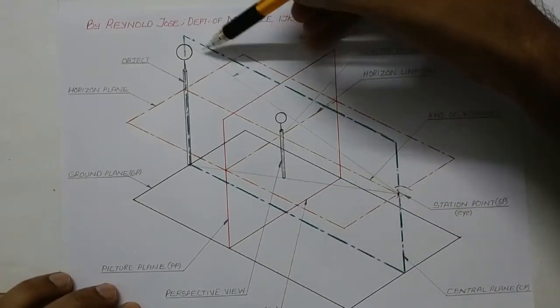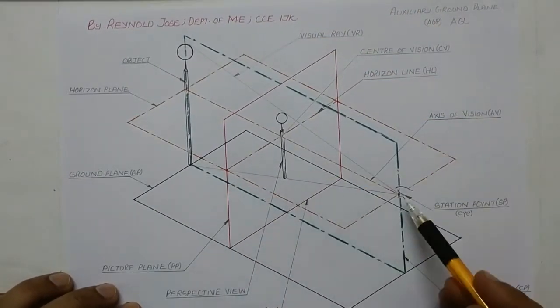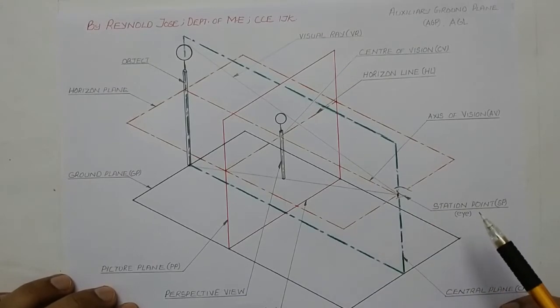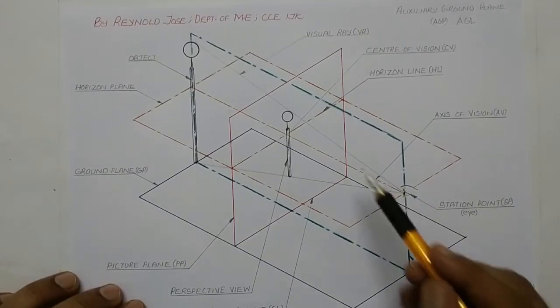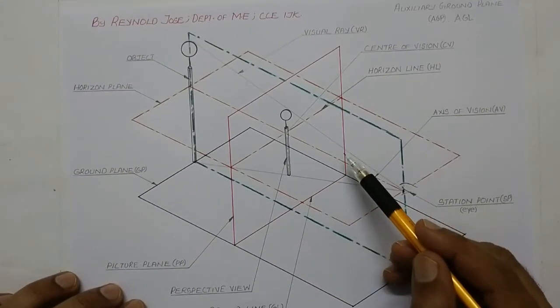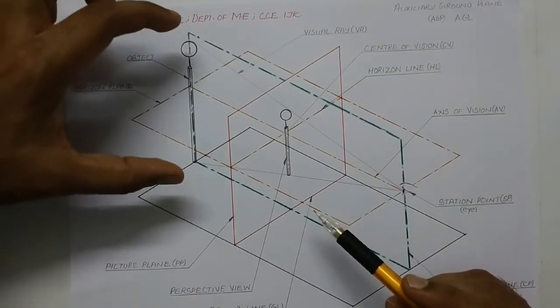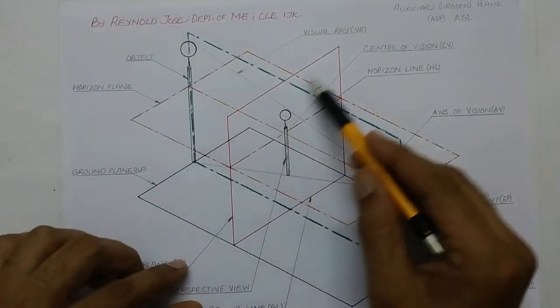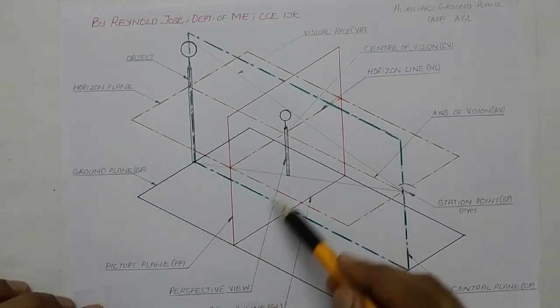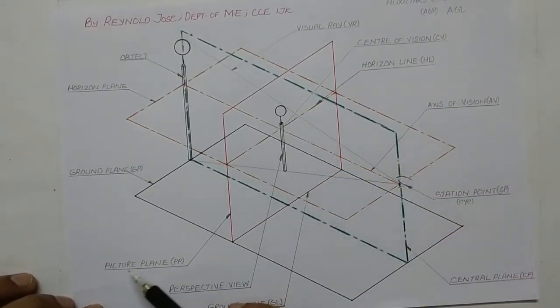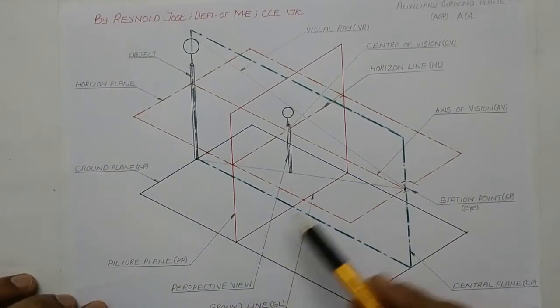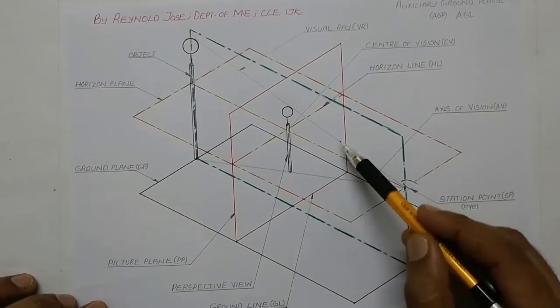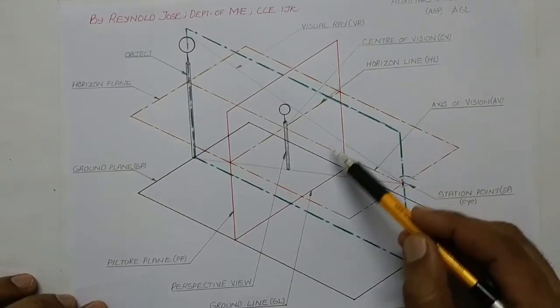Here I have drawn two visual rays. Another main concept we have to remember is that the visual rays are not perpendicular to the object and they are not perpendicular to the plane of projection. Here the plane of projection is the picture plane. These two are the visual rays. I have drawn a sample visual ray.